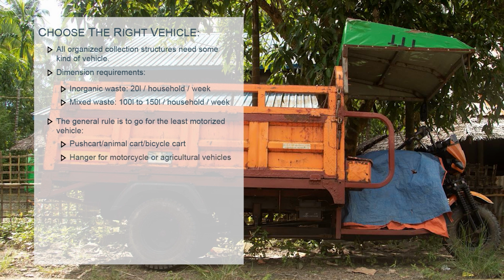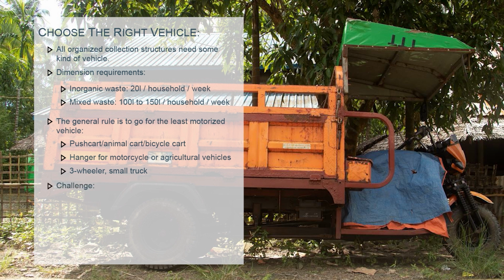When the village is too big or there is a very hard push to use something motorized, what can also work is a hanger you can add to a motorcycle. In that way you only need to invest in a hanger and you can use any motorcycle which is already operational in the village. Or you can also use existing agricultural vehicles, which might work as well. Only when this is not working should you consider larger vehicles like three-wheelers or even smaller trucks.